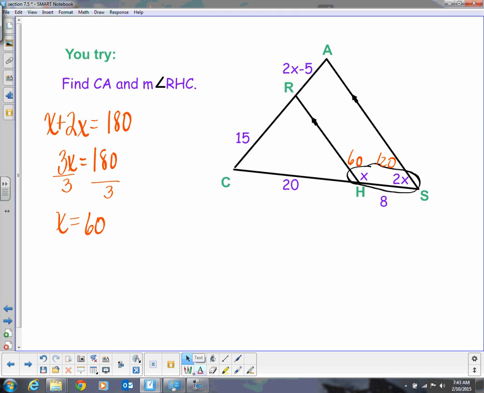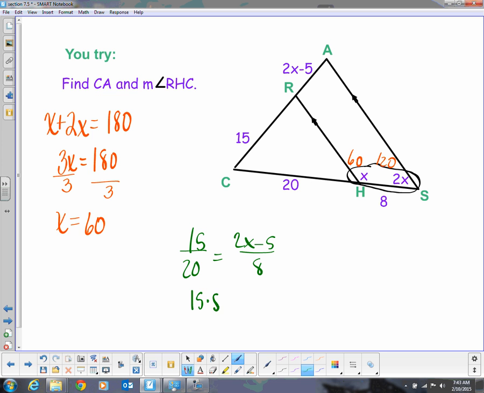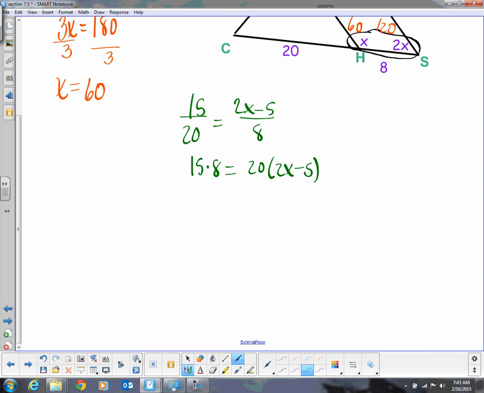All right, I need a proportion set up. Nick, you get to do it. You name it. How do you want to do it? 15 over 20 equals 8 over 2x minus 5. Excellent. So we've got 15 times 2x minus 5 equals 20 times 8. You're going to distribute: 40x minus 100, and I don't know what this is, 40, 120?